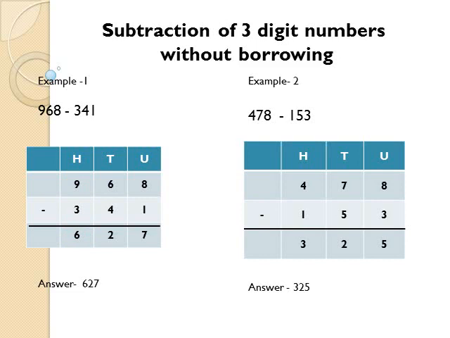478 minus 153. Arrange the numbers in place value chart and start from units place. 8 minus 3 is equal to 5. So write 5 in units place. 7 minus 5 is equal to 2. So write 2 in tens place. And 4 minus 1 is equal to 3. So write 3 in hundreds place. Your answer is 325.